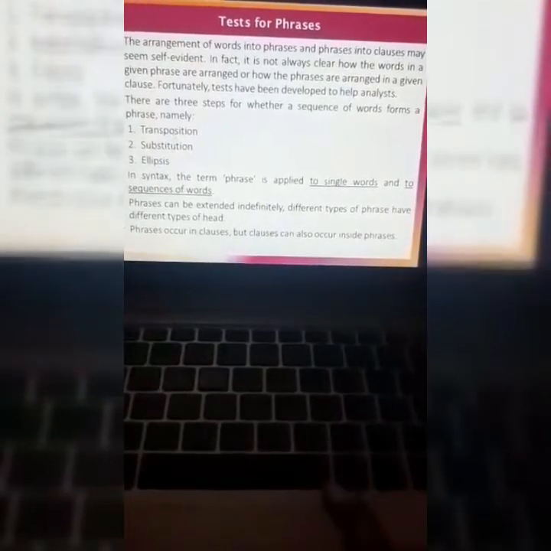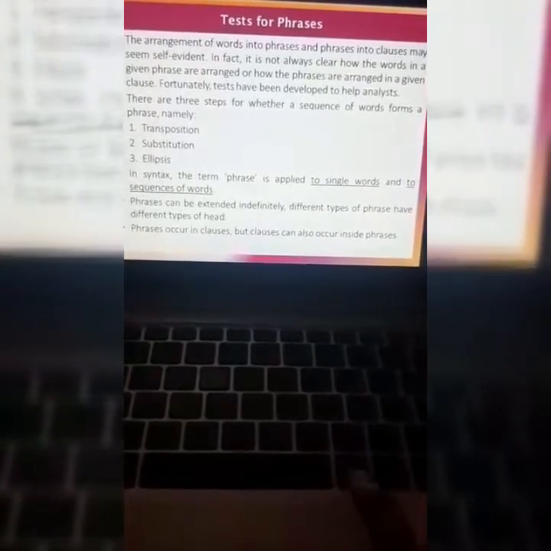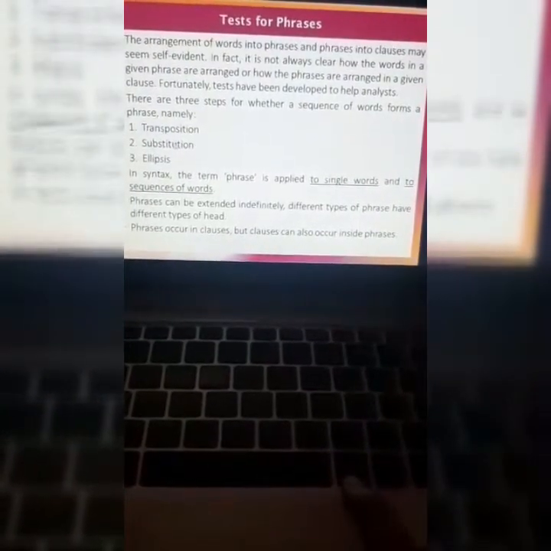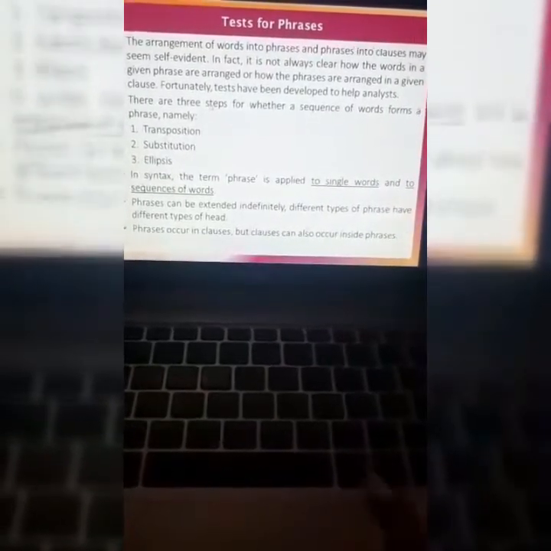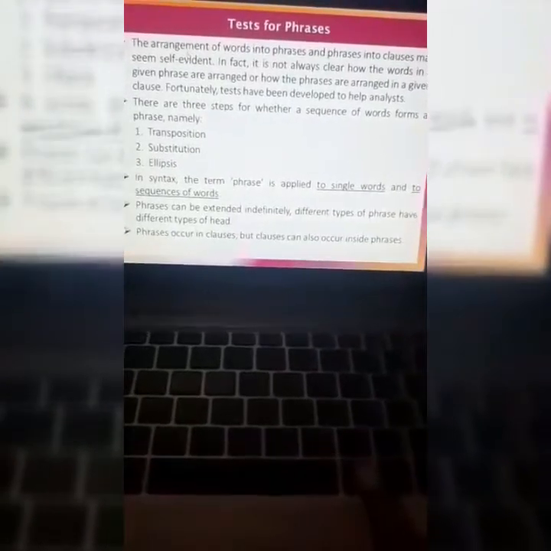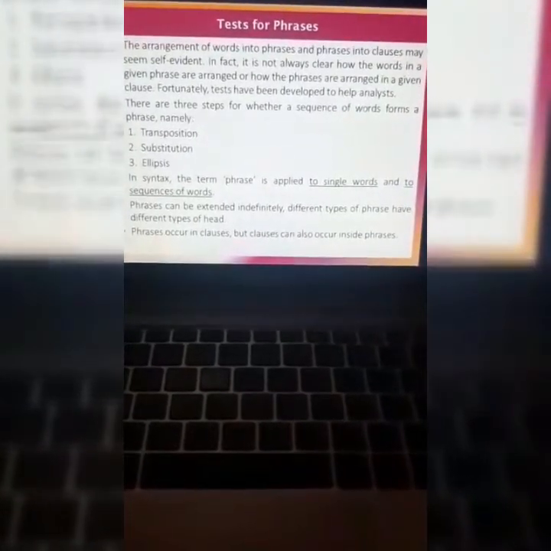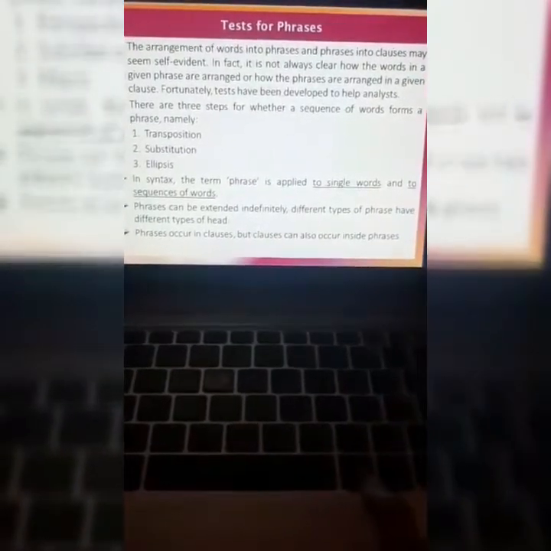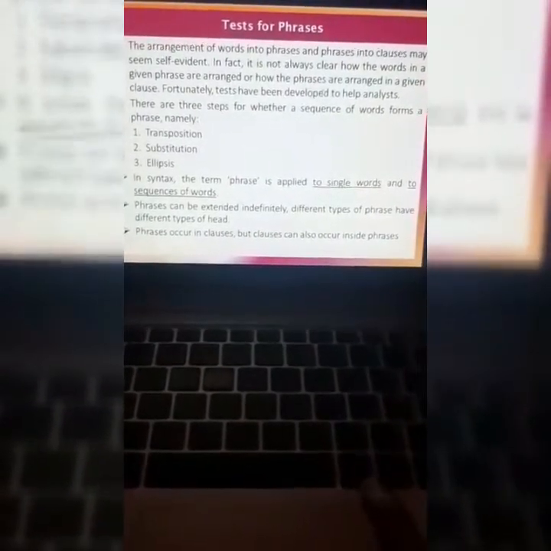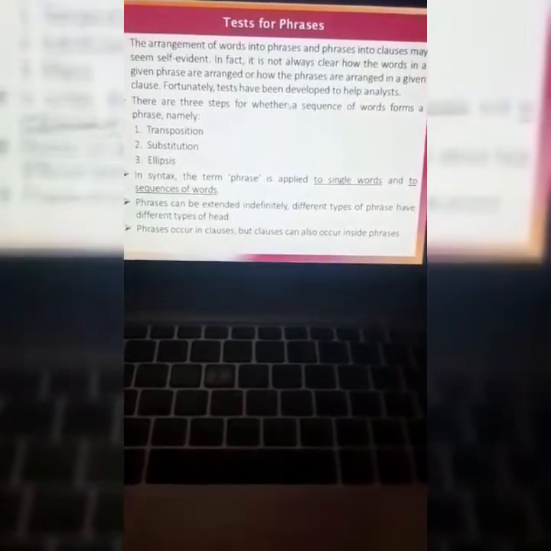Yang pertama transposition, kedua substitution, yang ketiga ellipsis. Why should we do these 3 things? Because to make an effective sentence, you may do these processes. Apa itu test for phrases? Kita lihat. The arrangement of words into phrases and phrases into clauses may seem self-evident. In fact, it is not always clear how the words in a given phrase are arranged or how the phrases are arranged in a given clause. Fortunately, tests have been developed to help analysis.